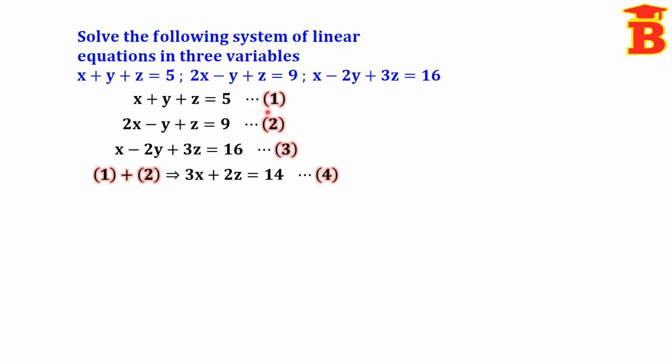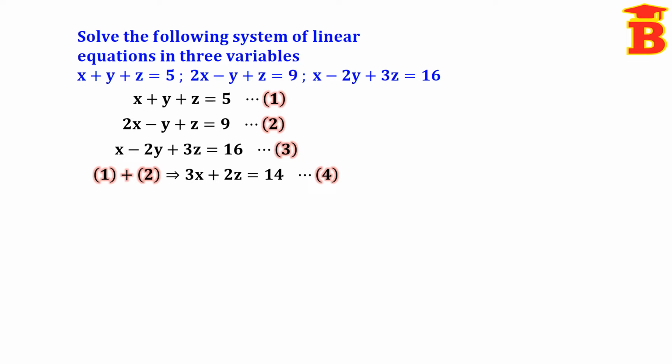Now adding the first two equations, 1 plus 2. If we add the first two equations, y minus y gets cancelled. So we get x plus 2x, 3x, z plus z, 2z, equal to 5 plus 9, 14. Take it as equation 4.